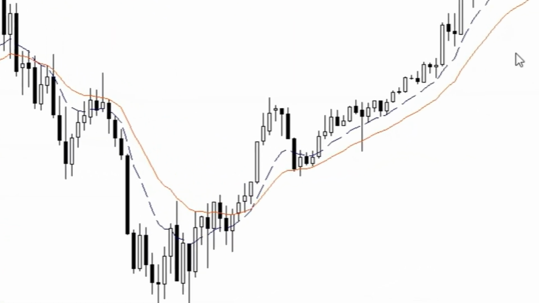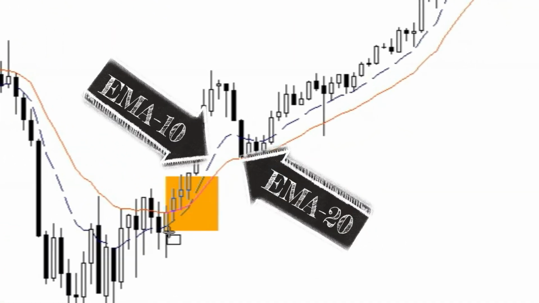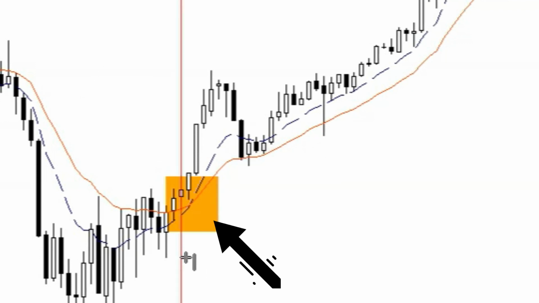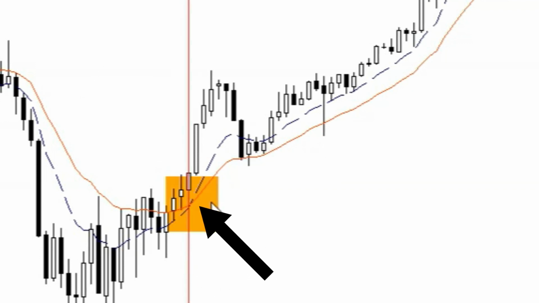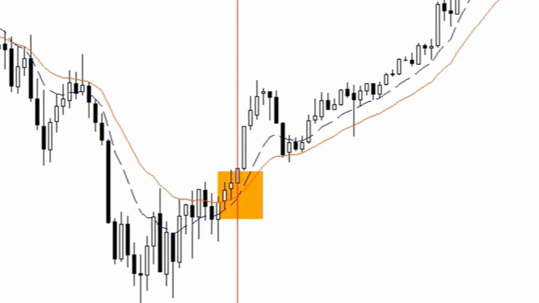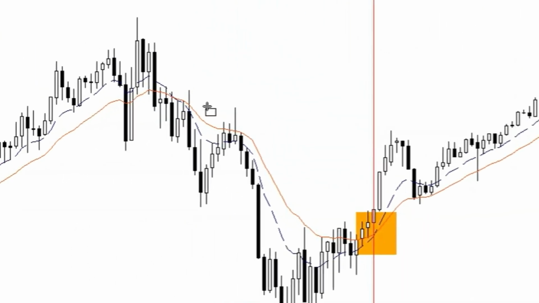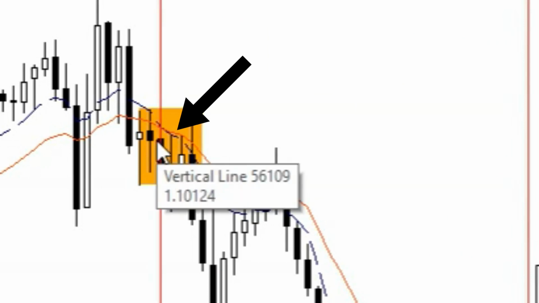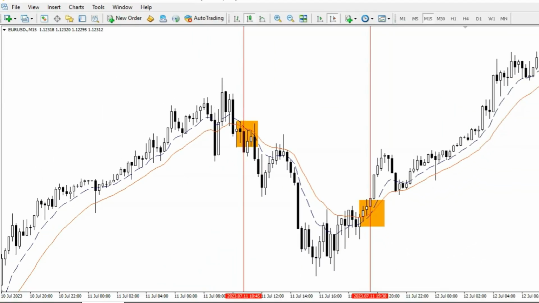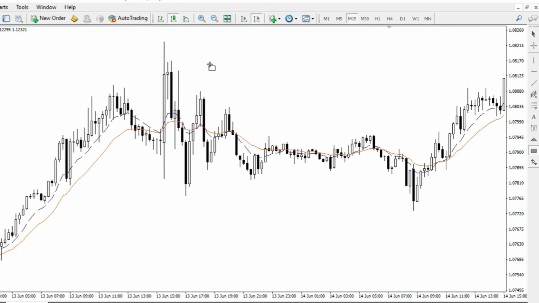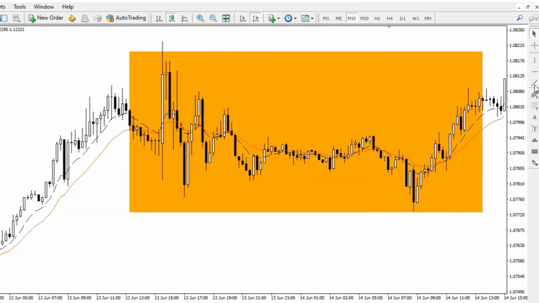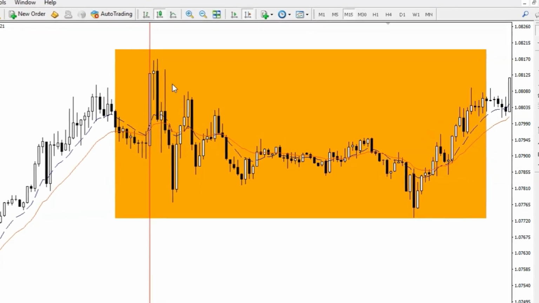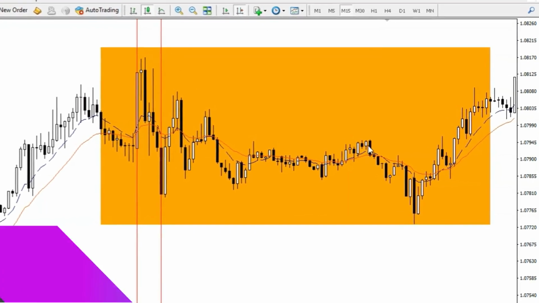Most beginner traders base their trades on these two moving averages crossing. So when the EMA 10 crosses above the EMA 20, they go long. And the same thing in reverse. When the EMA 10 crosses below the EMA 20, they go short. But as you can see in this example, this approach often gives a lot of wrong signals that'll lead to losses if you trade that way.